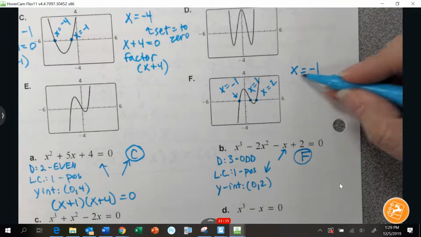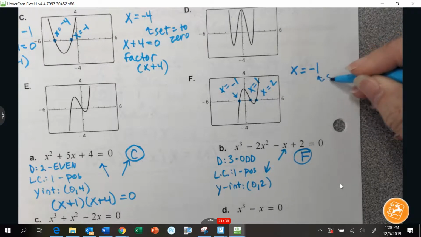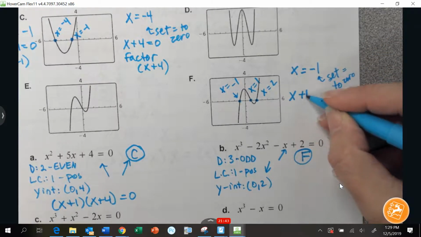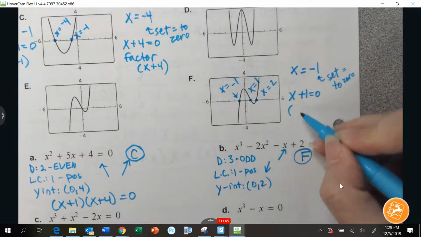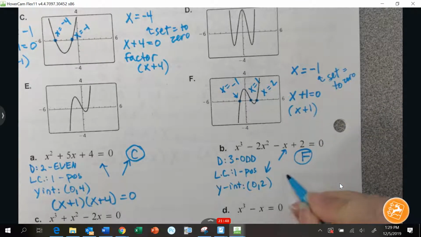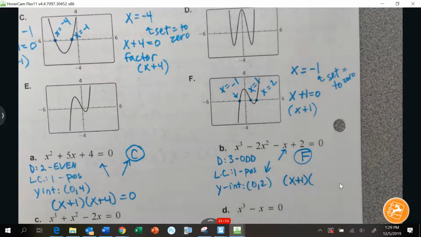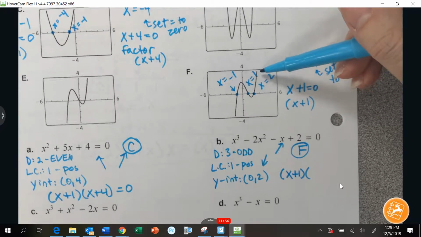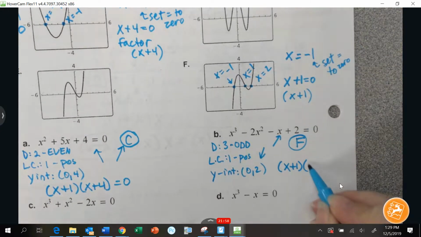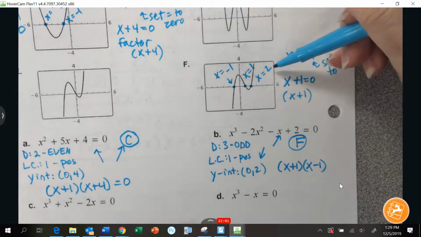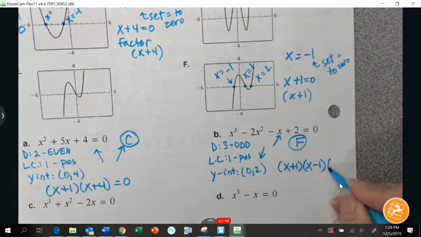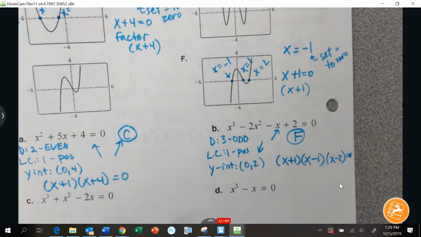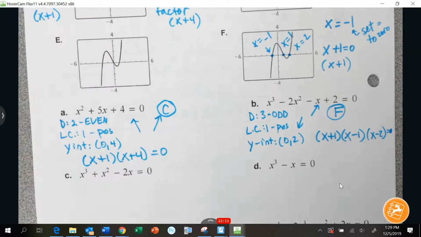So if I have x equals -1, then you have to set this equal to 0. Then I have x plus 1 equals 0. So what's my factor? x plus 1. So that'll be one of the factors. If I have x equals 1, what will be my factor? x minus 1. And if I have x equals 2, it'll be x minus 2 equals 0. My 0 barely fit in there. All right, next one.